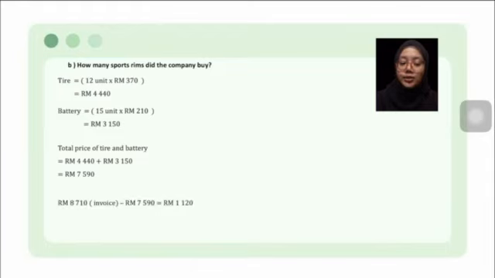The answer is 1120. And we need to know how many sport rims the company bought. So, we must divide by 140. And the answer is 8. So, the company bought 8 units of sport rim.